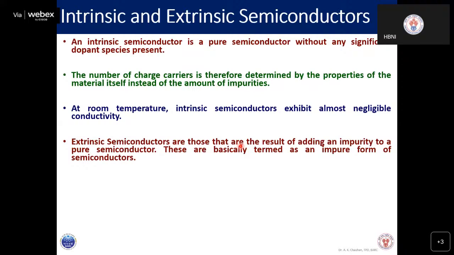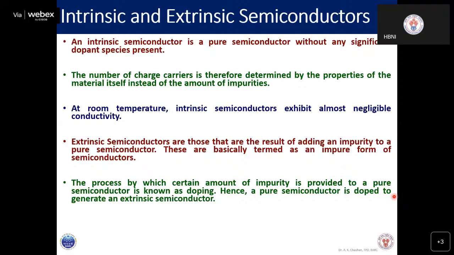Extrinsic semiconductors are the result of adding an impurity to a pure semiconductor. These are basically the impure form of semiconductor. Suppose you have pure silicon to which you add some impurity. Then it becomes extrinsic, and the amount of impurity and how homogeneously it has been added to the entire crystal will play an important role in the properties of that substance. This material is called an extrinsic semiconductor.